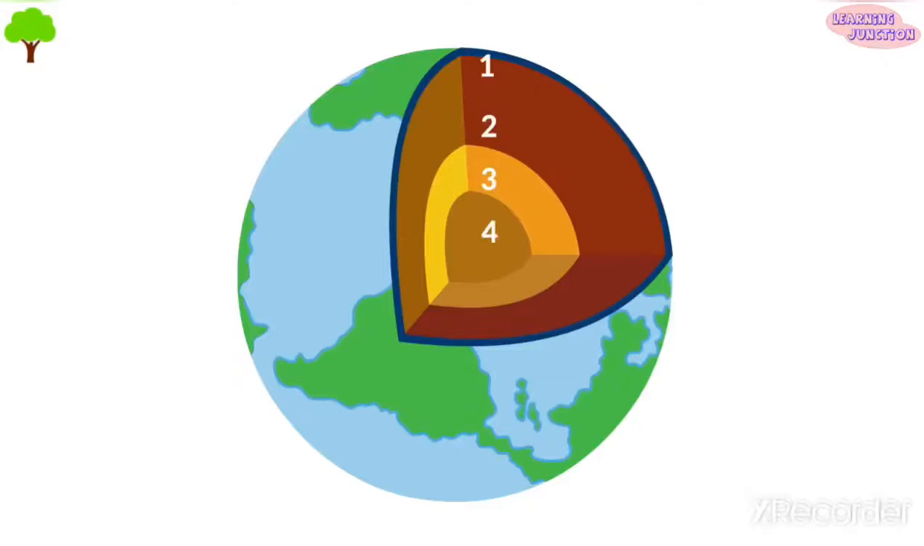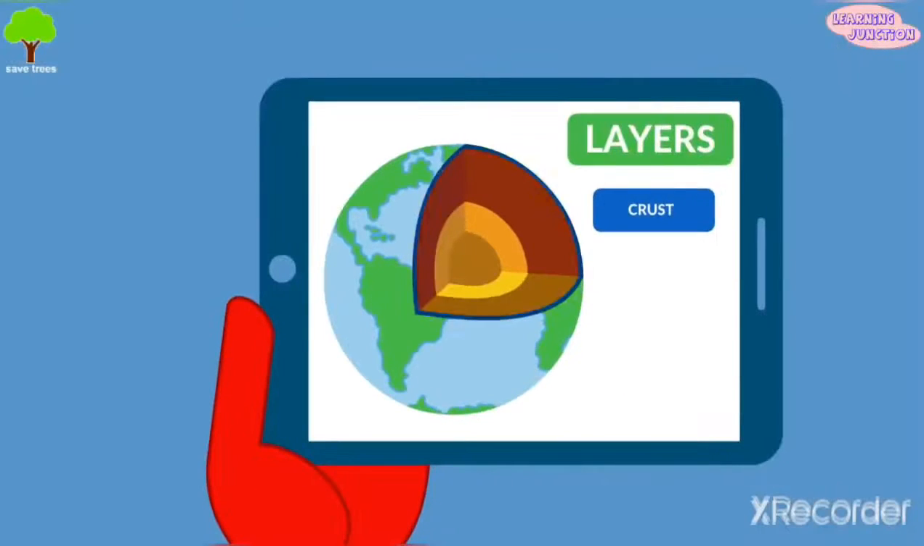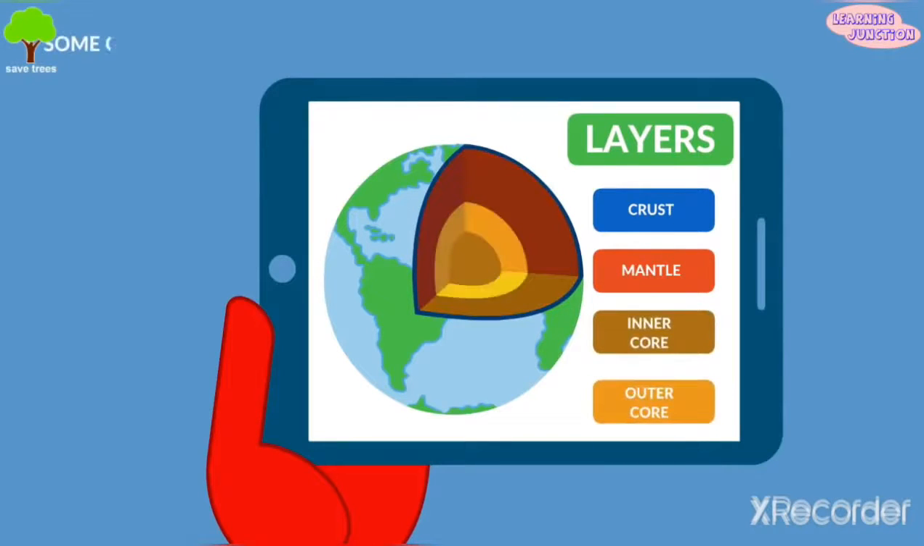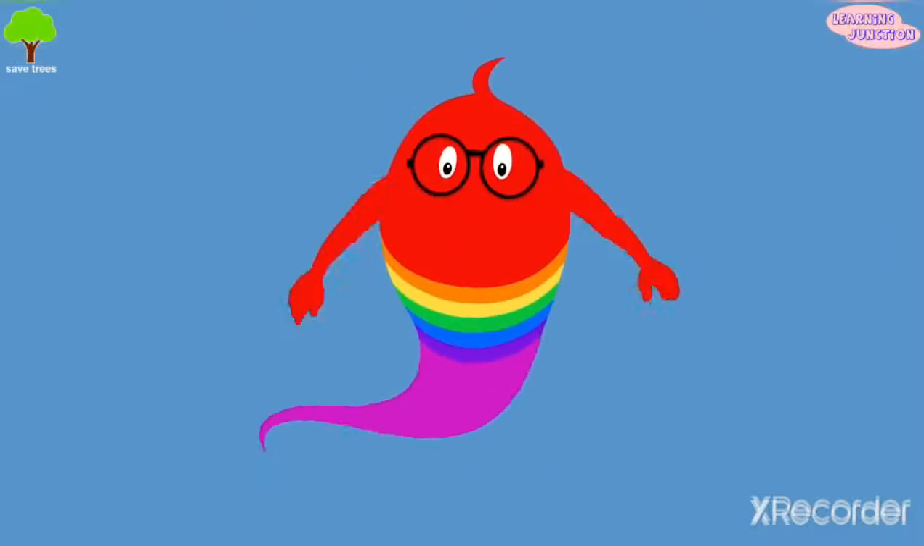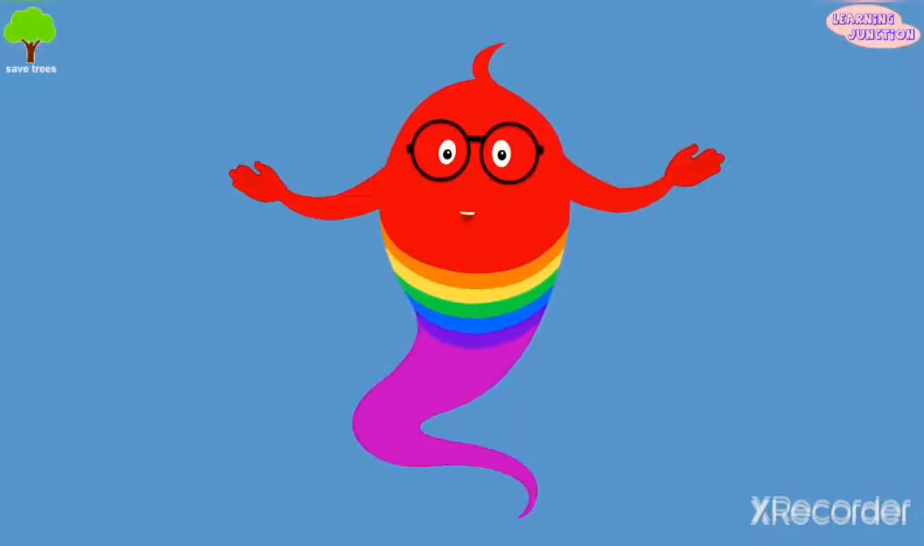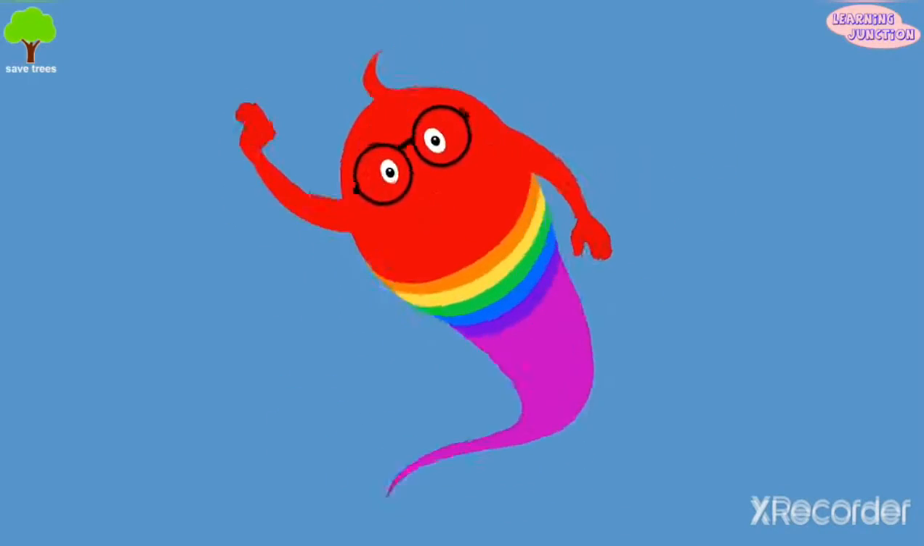Today, we'll learn about the layers of the Earth. The Earth is made of 4 layers: the crust, the mantle, the outer core, and the inner core. Some of the layers have even more layers inside them and are always moving. Come on, let's start from the outside and move our way in.